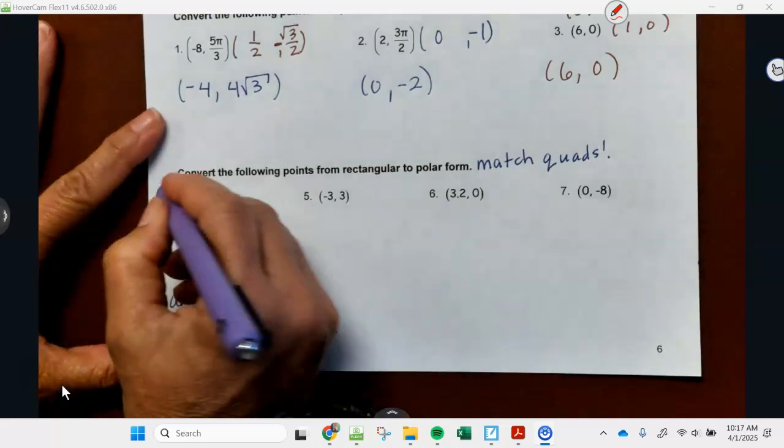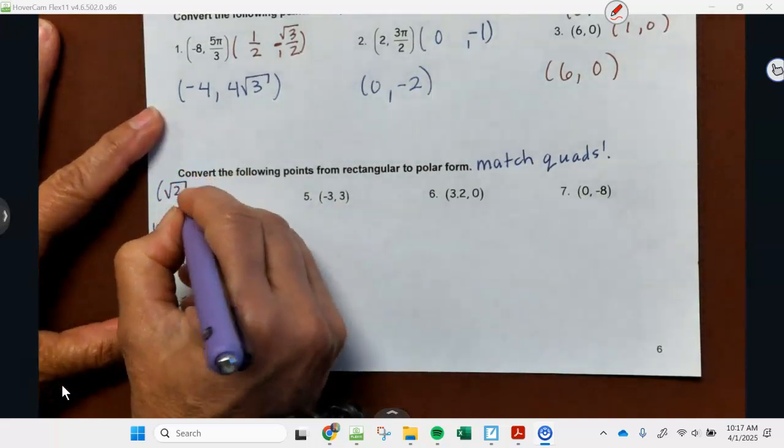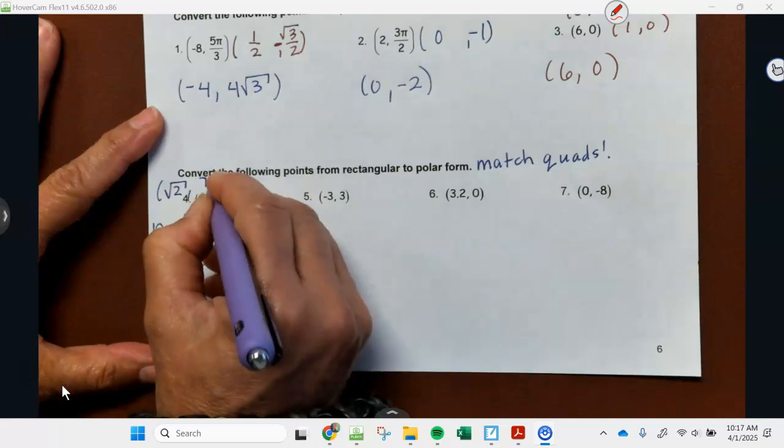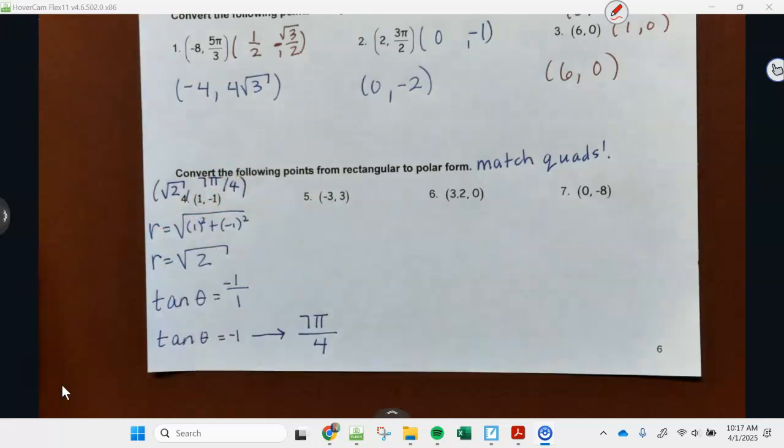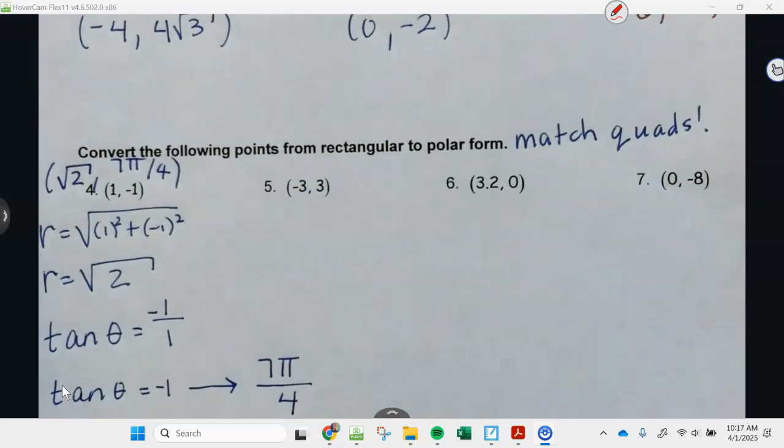So to write this in polar form, I ran out of room, so I'm going to write it up here. Here's the r value, and then here's the angle. That's all you got to do. It's like a matching game. All right, let's take a look at number 5. I'm going to zoom in and write a little bit smaller.